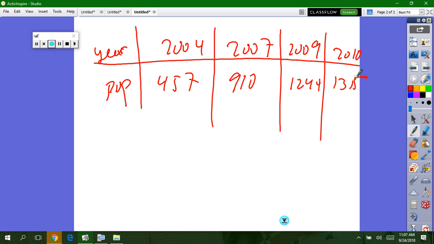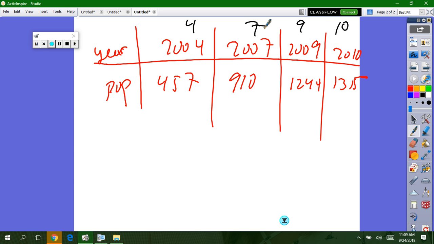Now, me personally, I don't want to write the year 2004 because that makes my numbers skewed. Does that make sense to everybody? Because then you're plugging 2004 in for X. What can I do to make it a little bit nicer? I could just say he's 4, 7, 9, and 10. Could I not? What's 0 represent then? 2000, right? Does that make sense to everybody? Okay, makes it a little bit nicer.